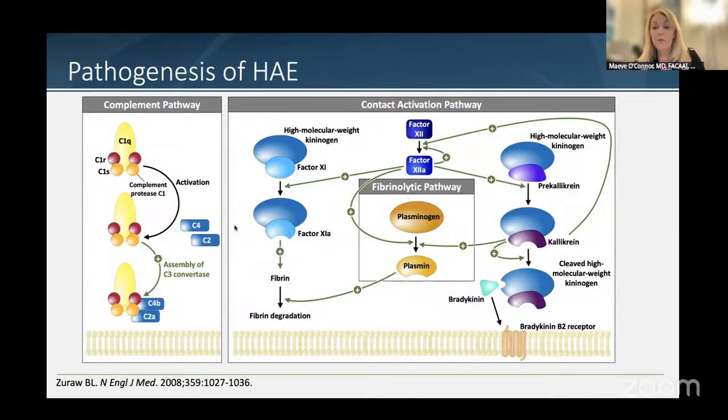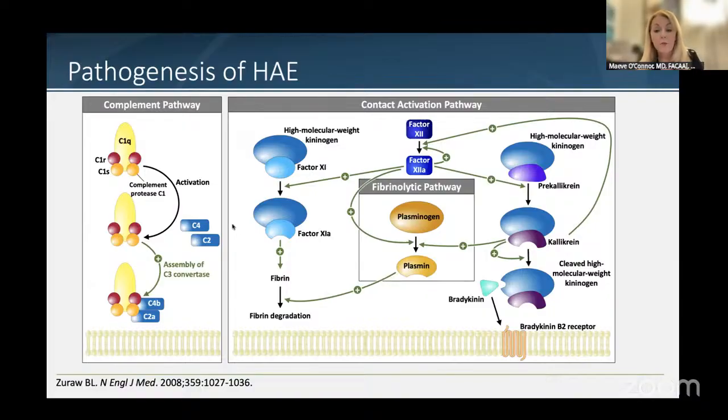So the pathogenesis of HAE can be seen here on this schematic. In the classical complement pathway, the complement protease C1 is activated and then assembles the C3 convertase. You can see the activation is indicated by the horizontal bars over the complement names. And in the contact activation pathway, trace amounts of factor 12A activate additional factor 12, as well as prekallikrein. Activated factor 12A then activates factor 11 to factor 11A, leading to enhanced fibrin formation.